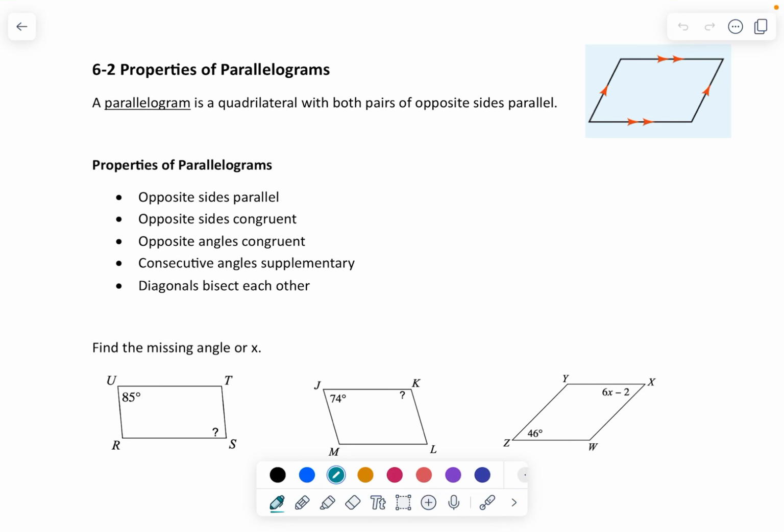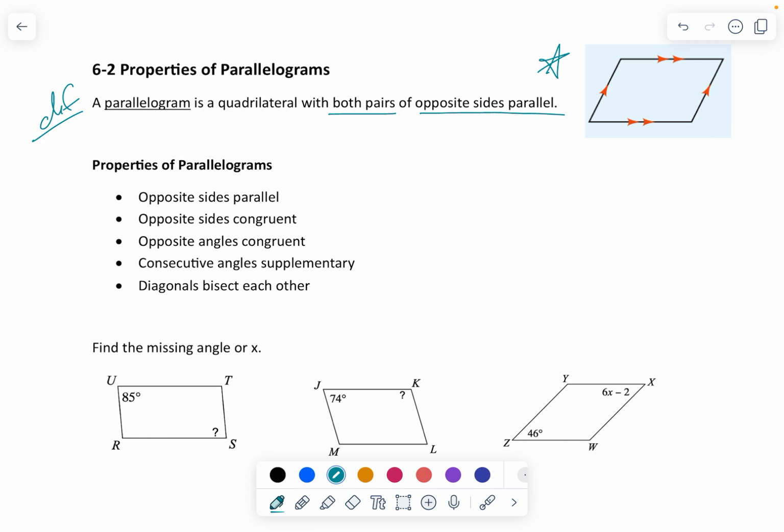Today we are going to talk about parallelograms. And this picture right here is a pretty good example of what parallelograms look like. It's kind of like a slanty rectangle, is usually how they're pictured. So by definition, a parallelogram is a four-sided figure with both pairs of opposite sides parallel. And that's what they indicate in the picture. Those arrows indicate that those opposite sides are parallel.